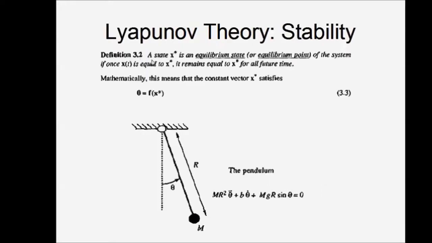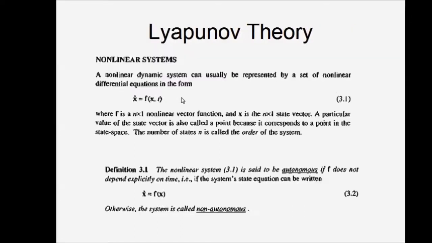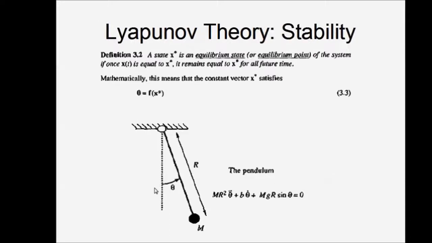Let's look at a definition. A state x star is an equilibrium point, or an equilibrium state, of the system if once x(t) equals x star, it remains equal to x star for all future time. Mathematically, this means that the constant x star satisfies the equation f of x star equal to 0. So basically, we equate the autonomous equation to 0 and solve for x, and we get the equilibrium states.